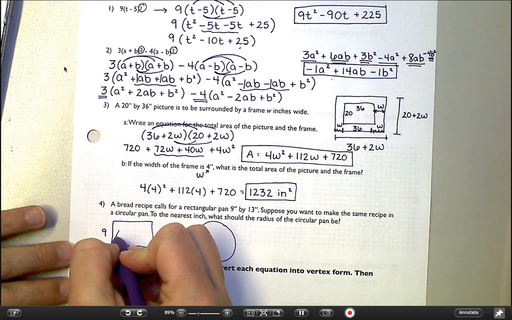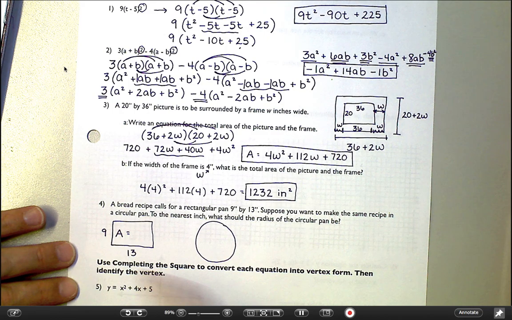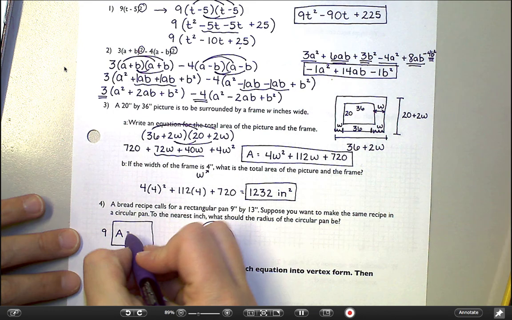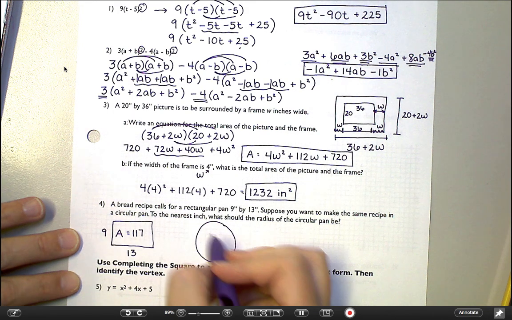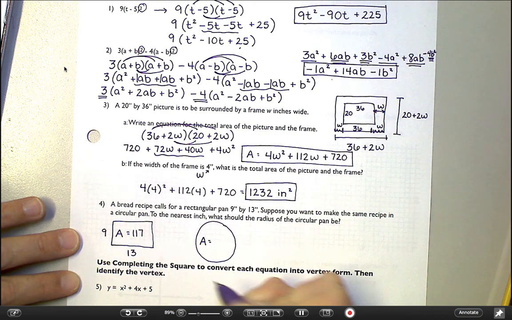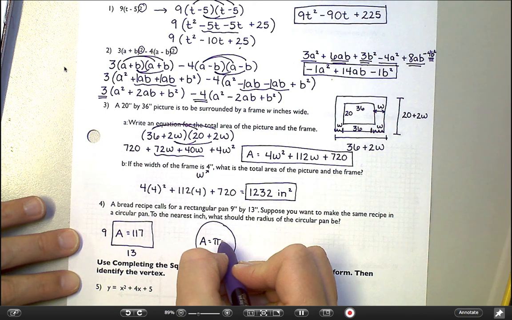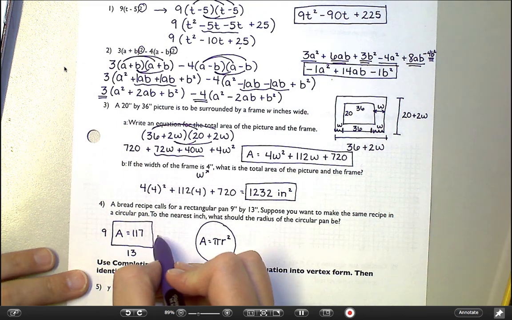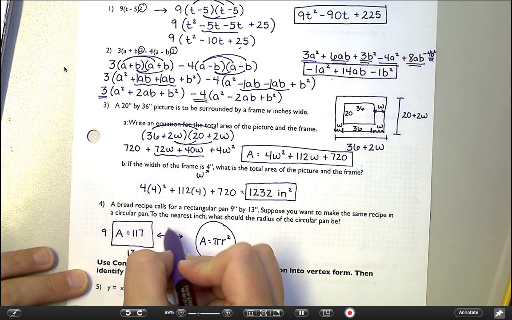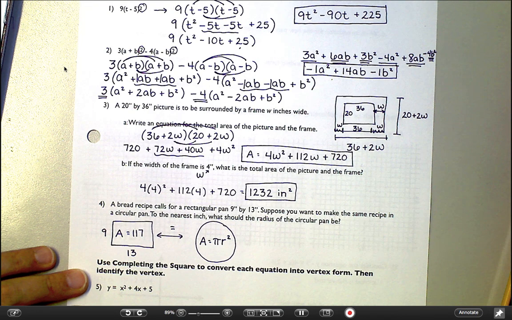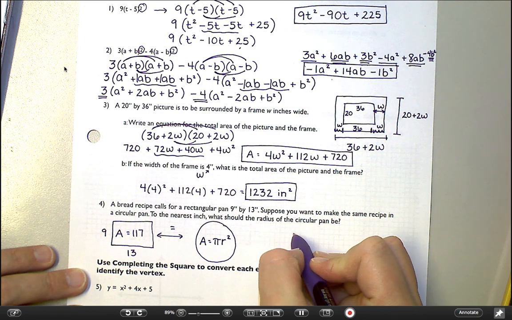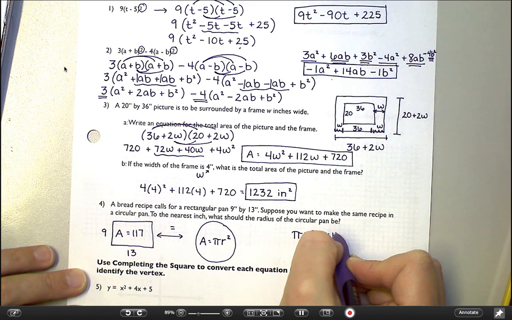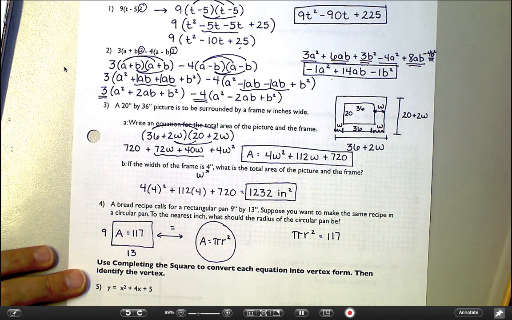Well, I know how to find the area of this guy. Area of this guy is just 9 times 13, which is 117. Area of the circle, because I don't know the radius, but I can go ahead and say that I know the area of any circle is pi r squared. And I know I want these two things to be equal to each other, okay? So I'm going to set this up as an equation. I'm going to say pi r squared needs to equal 117.